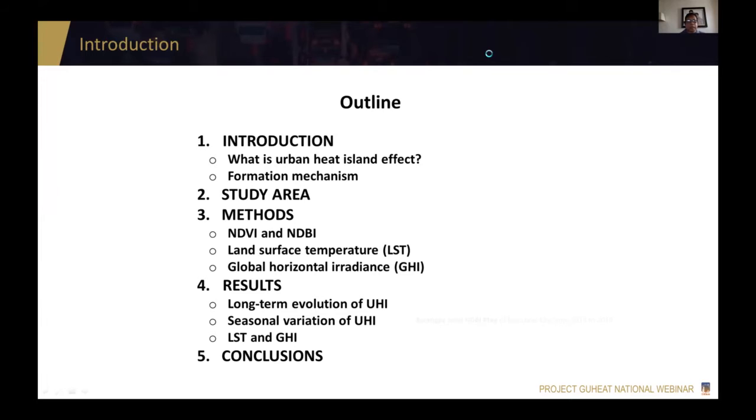This is the outline of my presentation. First, I'll give a short introduction about urban heat island effect, its formation mechanism. Then I'll present the study area, methods, results, and I'll end my presentation with conclusions.